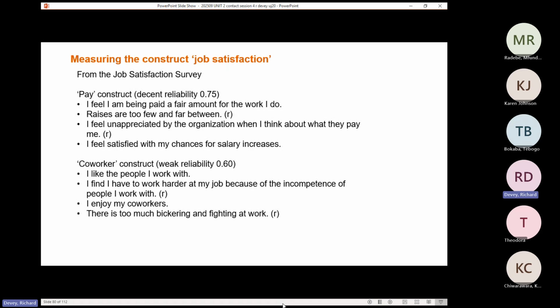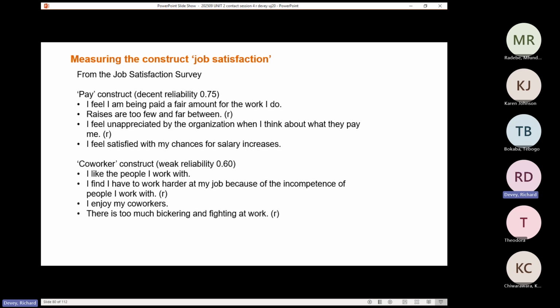So the statements are not really working, and they're not all dealing with some kind of common element of co-worker. Two of them are about liking people and enjoying them. One of them is about incompetent people, and one of them is about bickering and fighting. But it's not necessarily that those are happening in the same environment and so on. So that's probably why those statements are not working very well. So it's quite difficult to design measurements.